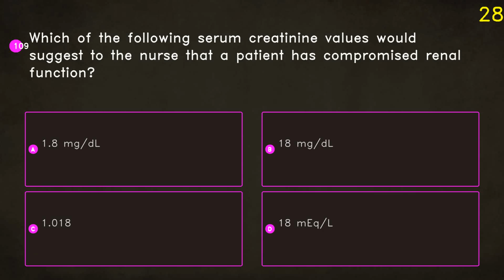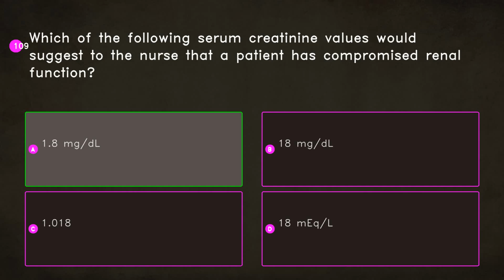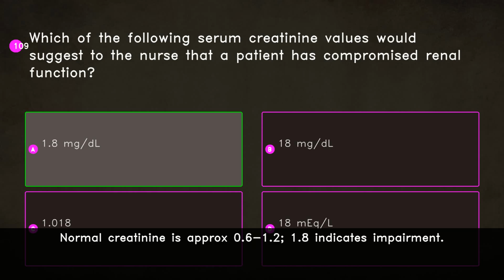Question 109. Which of the following serum creatinine values would suggest to the nurse that a patient has compromised renal function? A. 1.8 mg/dL. B. 18 mg/dL. C. 1.018. D. 18 mEq/L. The correct answer is 1.8 mg/dL. Normal creatinine is approximately 0.6 to 1.2; 1.8 indicates impairment.